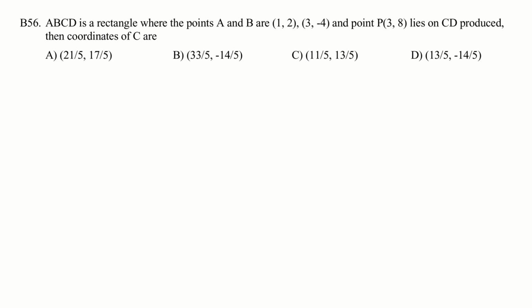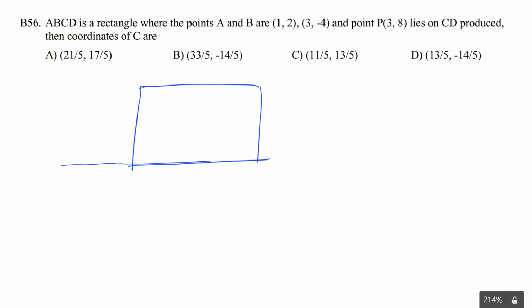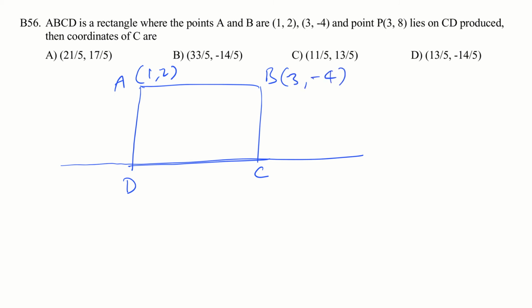In this problem, we have a rectangle ABCD. Say this is ABCD. It is given that A is (1, 2), B is (3, -4). Now P lies on CD produced. P is (3, 8). Now you want the coordinates of C.